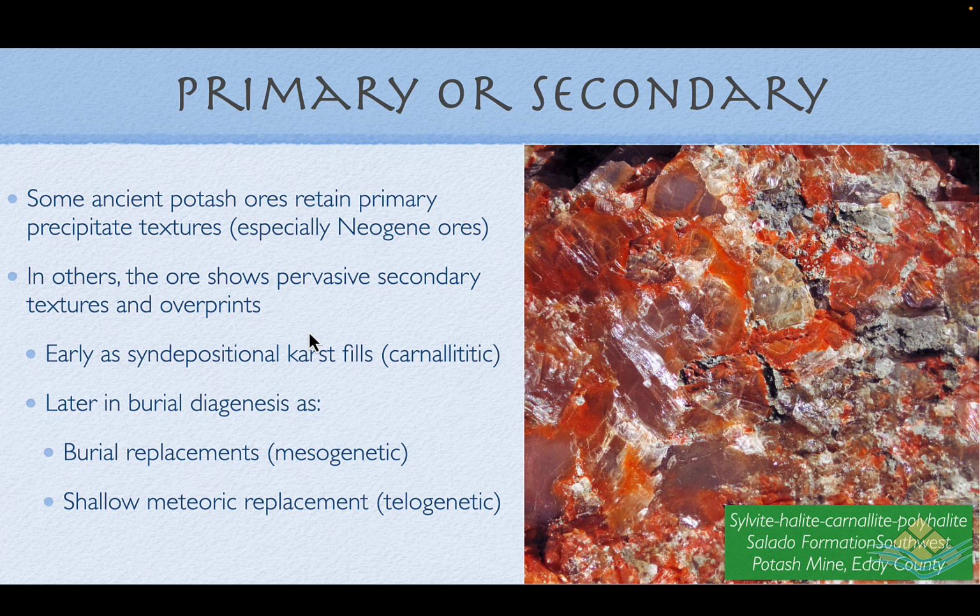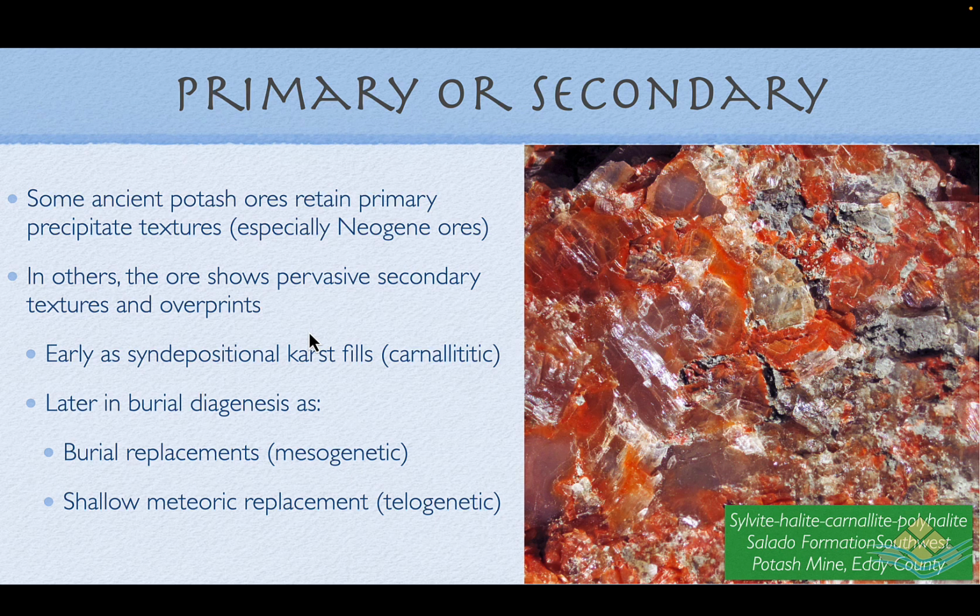Some potash cores, even the Devonian in Canada, retain evidence of syndepositional karst fields, especially in the carnallitic sections where we have combinations of carnallite and halite. We also see during its mesogenetic history extensive burial replacements of the potash ores, often associated with incongruent transformations from carnallite to sylvite. They can be multi-stage in the burial environment. We can also see evidence eogenetically of meteoric replacement of potash, but much more pervasively as the potash ore starts to re-enter the telogenetic environment.